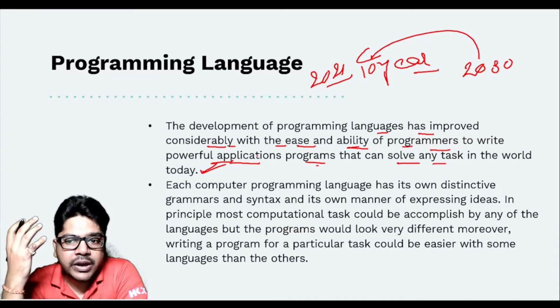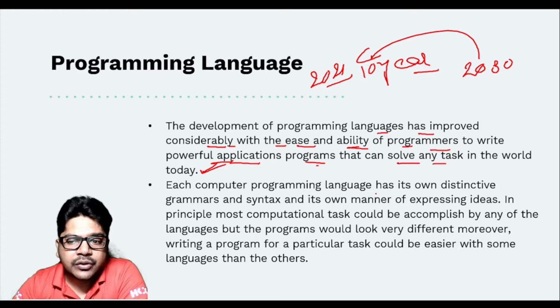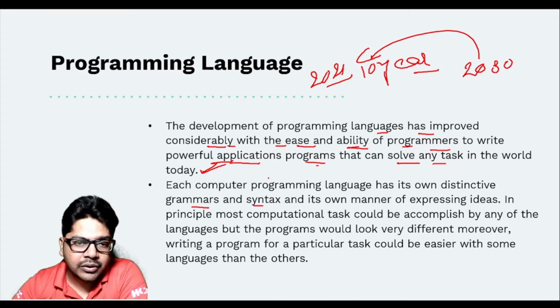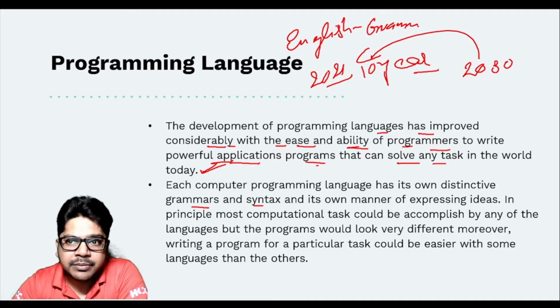So the whole idea of coding is that you identify the problem and you solve it, right? That is the whole idea that you need to do. Each programming language has its own distinctive grammar and syntax. Like in English we have grammar, isn't it?